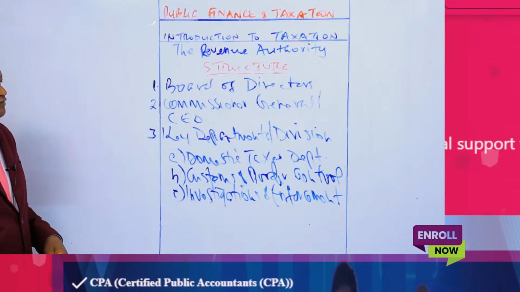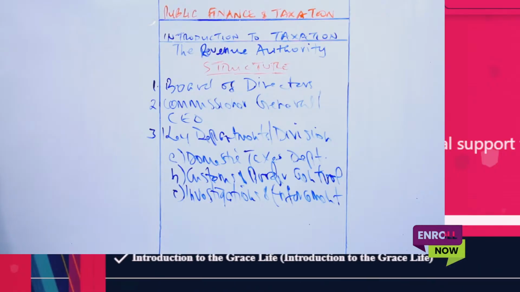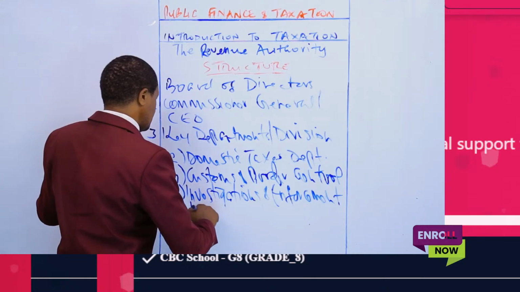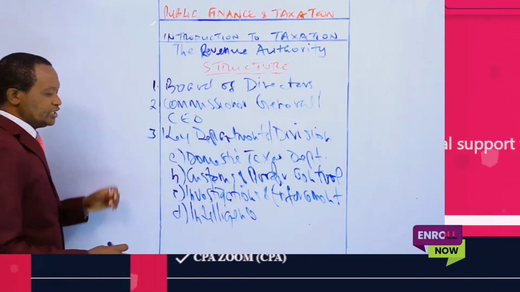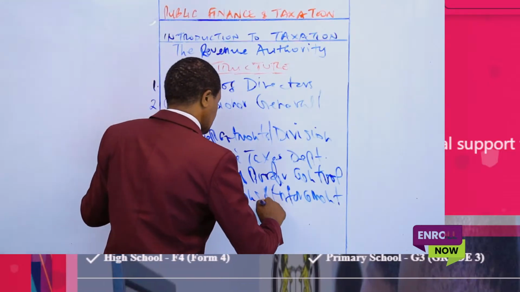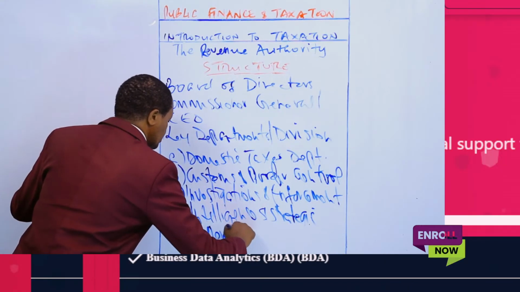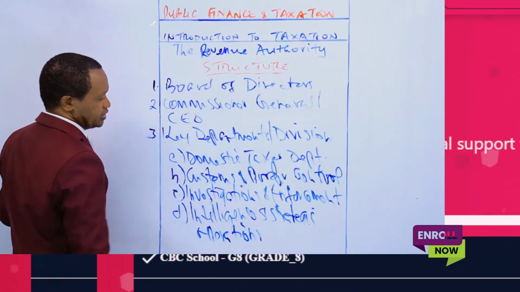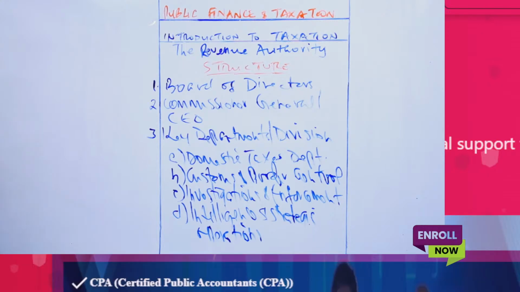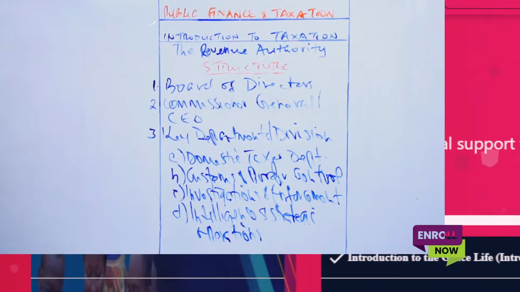Investigations and Enforcement Department, which focuses on combating tax evasion and illicit trade. Number 4, there is a department called Intelligence and Strategic Operations. Intelligence and strategic operations deals with intelligence gathering and strategic interventions to enhance compliance.